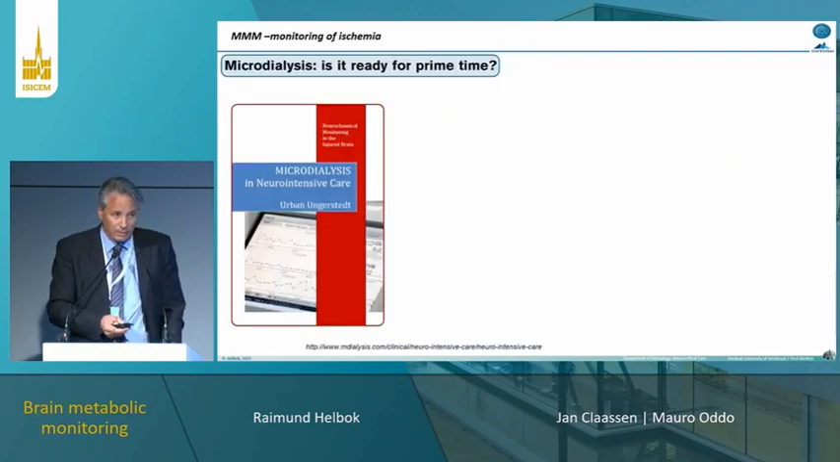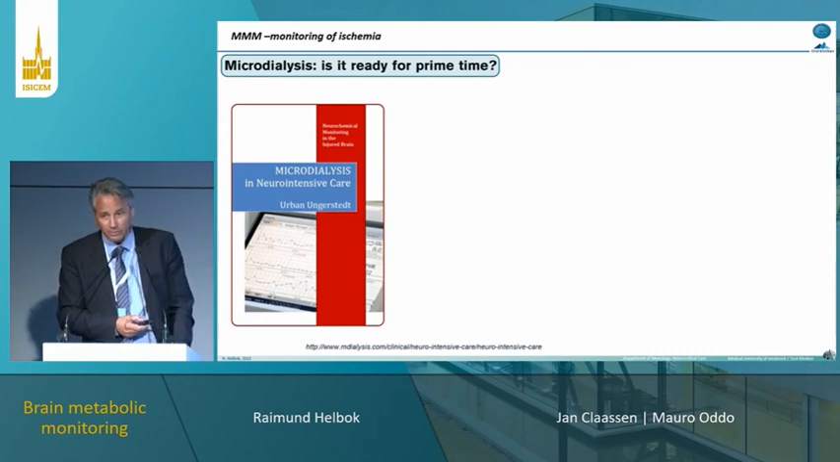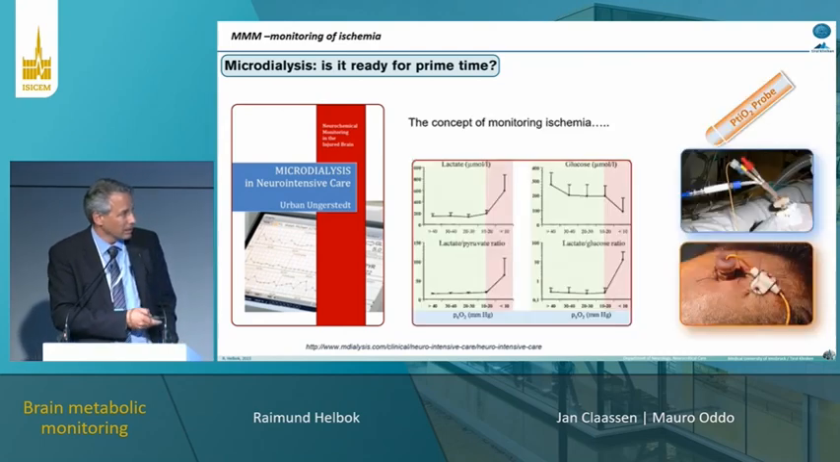If you're interested in cerebral microdialysis, I think there's a very important booklet from Urban Ungerstedt, who is the founder of cerebral microdialysis, and I think you can request it from the company.